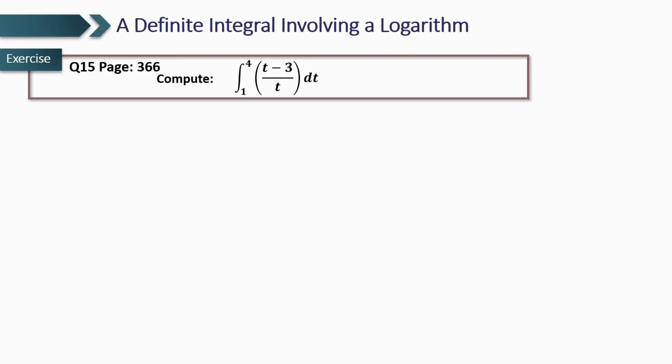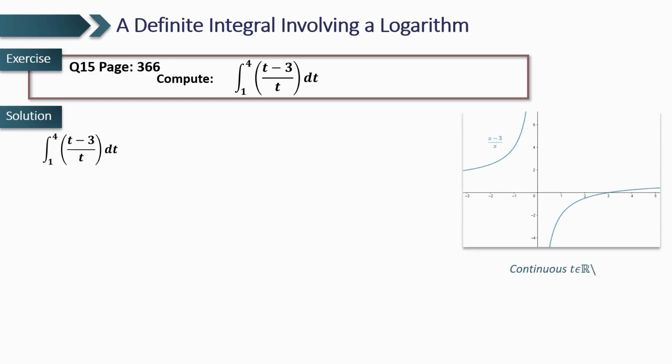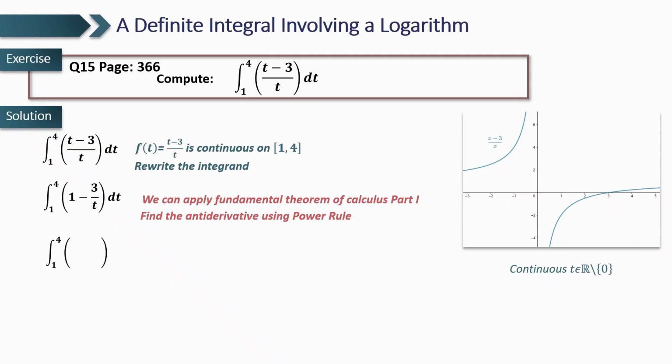Let's try out this question. Since you see a rational function, let's see is there anything common with the denominator and the numerator. Yes, you can cancel the t after splitting the expression as t over t minus 3 over t dt. So t and t I cancel and I got 1 minus 3 by t dt. Don't forget it is minus 3 by t dt.